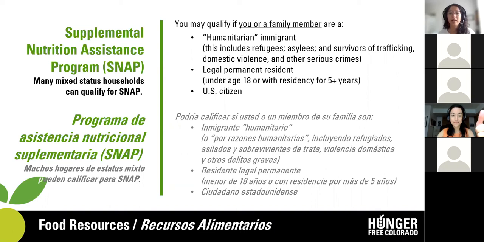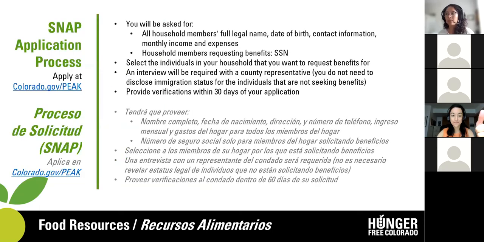You may also qualify for SNAP if you or your family member are a legal permanent resident under age 18 or have residency for 5+ years. You may also qualify if you or someone in your family household are a US citizen. We have to make sure that we understand that not everyone has to be a US citizen. It's okay to only apply for the family members that qualify. If you have US citizen children, you may apply for SNAP because they have the rights for this public benefit. We will see an example of how to fill in an application in just a second.